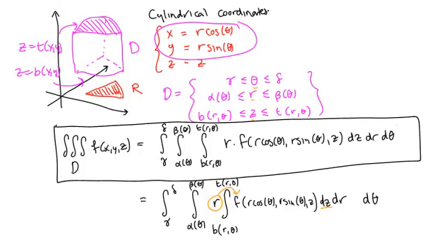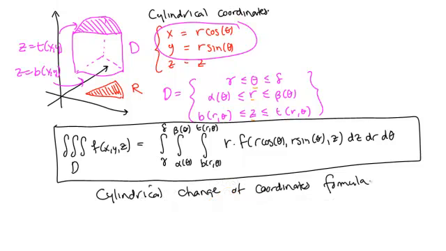A combination of Fubini's theorem for triple integrals and the polar change of coordinates formula is called the cylindrical change of coordinates formula. And so it can be useful for integration over regions that are easier to describe in polar coordinates.